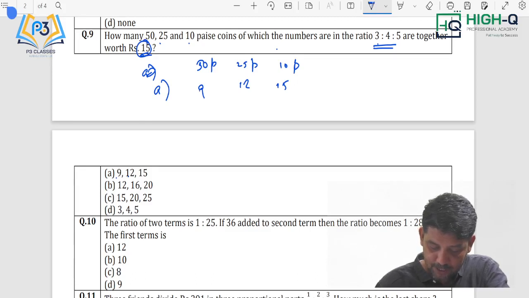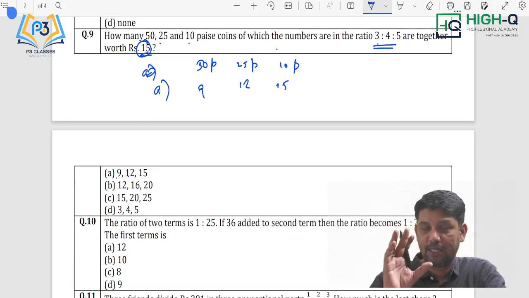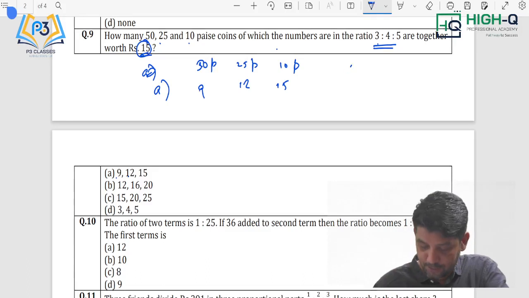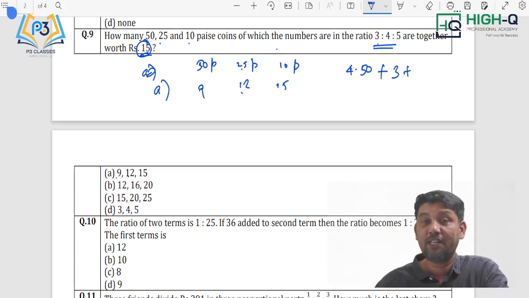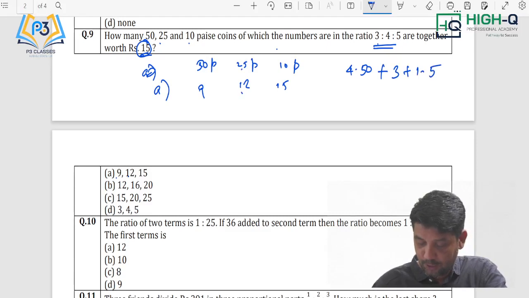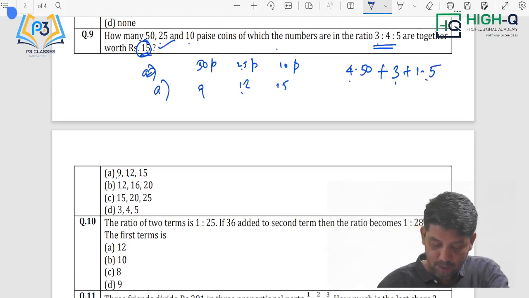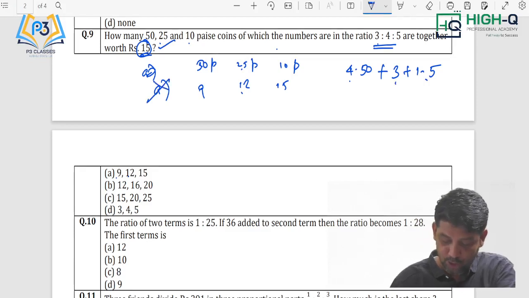Let me check. 9 coins are 9 50 paise coins, total 4 rupees 50 paise. Do you agree? Plus 12 25 paise coins, that means 3 rupees. Do you agree? 15 10 paise coins, that means what? 1.5. So add everything. 6 plus 3, 9. But the actual amount is 15. So option A cannot be my answer.